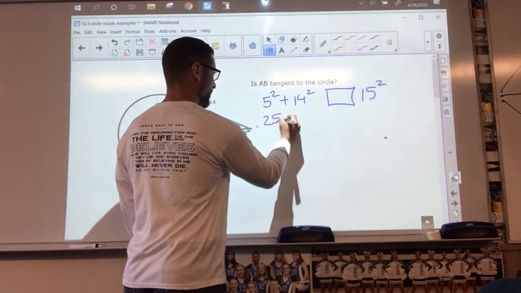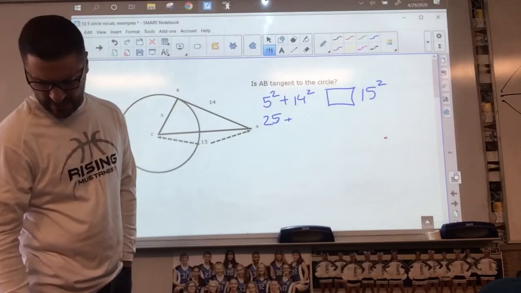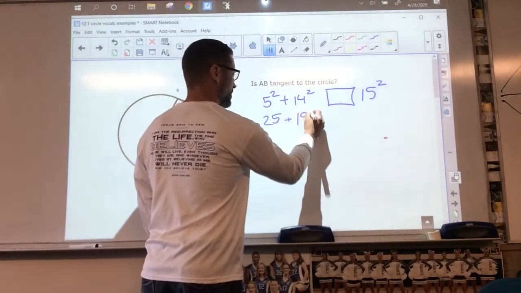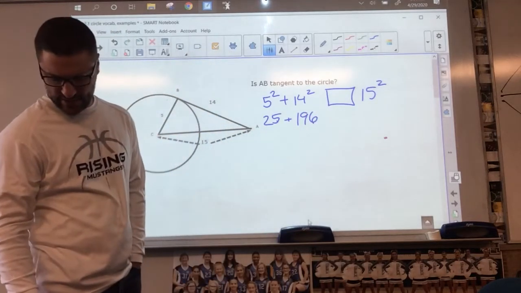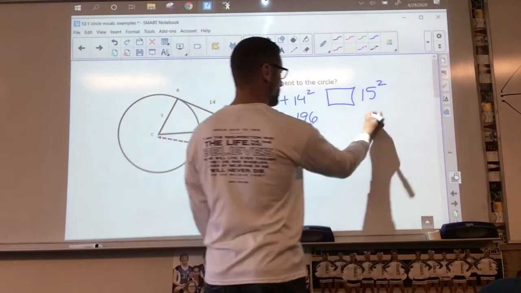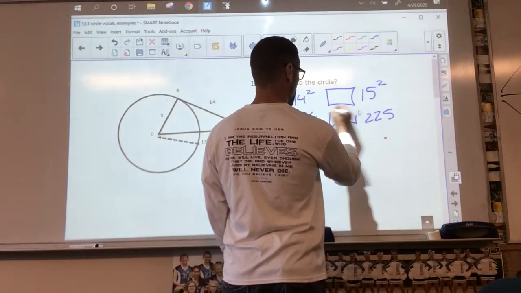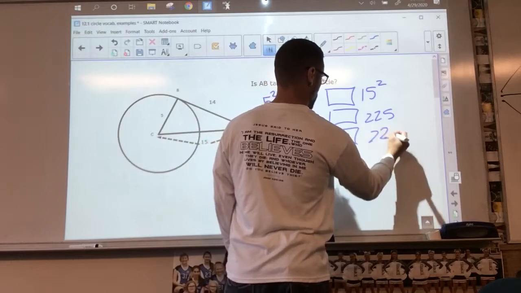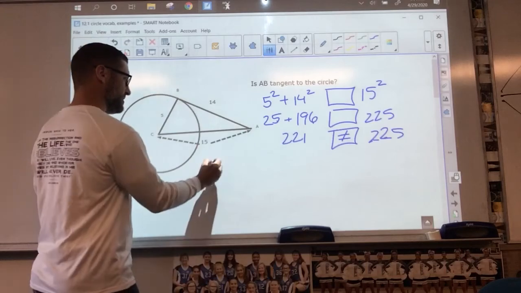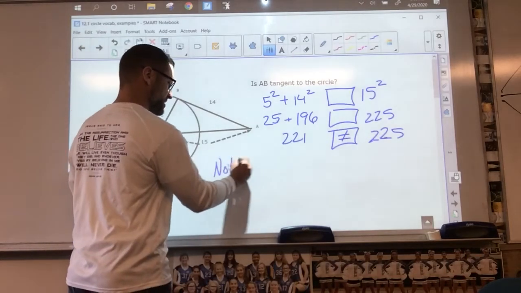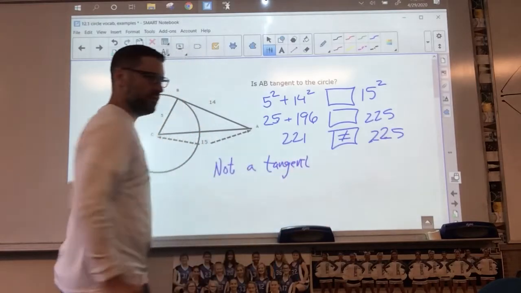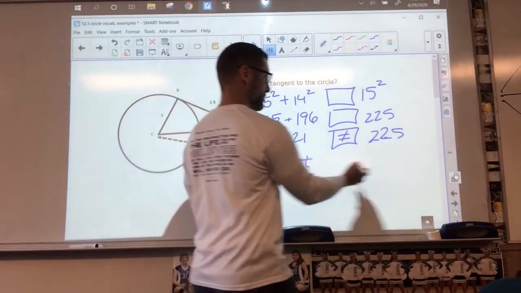This is 25 plus 14 squared is 196. And 196 plus 25 is 221. 15 squared is 225. They are not equal. And if they're not equal, it's not a tangent. Not a tangent. There has to be a right angle there in order for it to be a tangent.